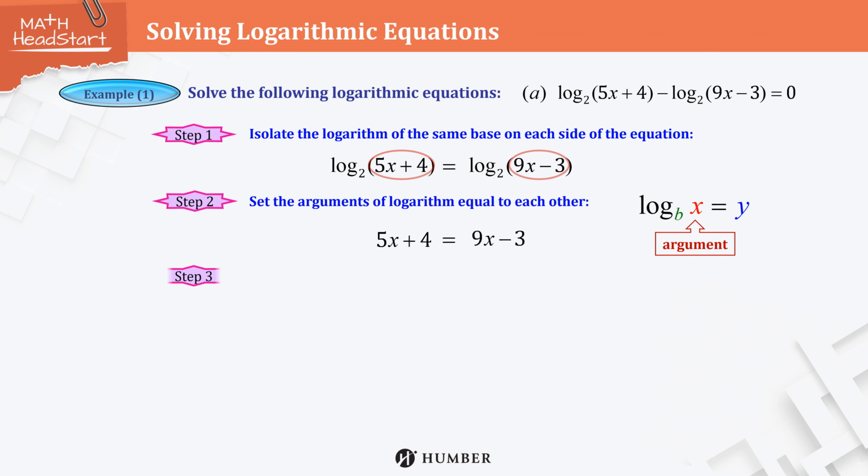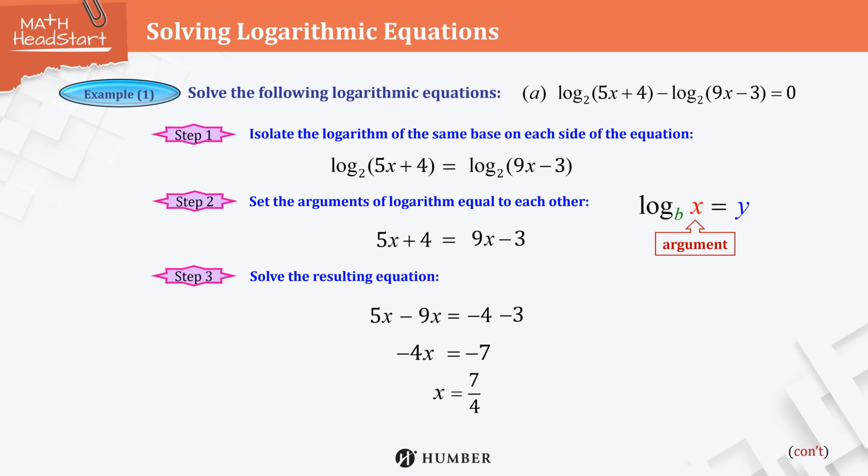Now we can solve the equation. Move the x term to the left and the constant term to the right. Simplify the equation as negative 4x equals negative 7. Finally, we divide both sides by negative 4 to get x equals 7/4.